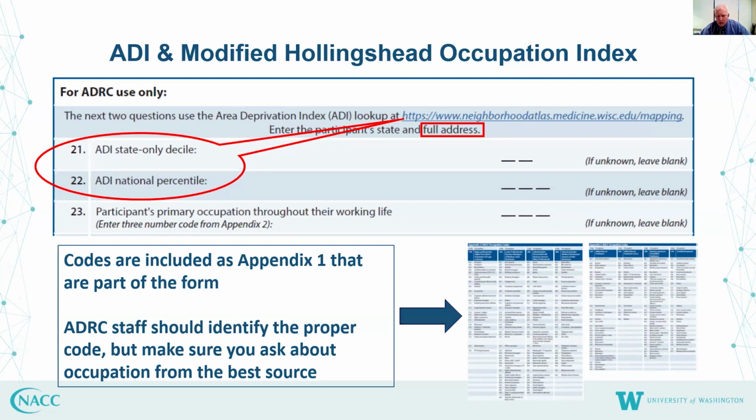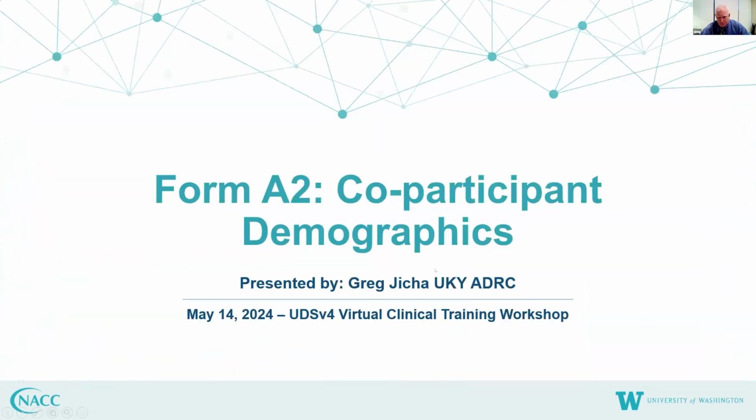I encourage you all, if you've not looked up a state-only decile or national percentile, to please familiarize yourself with this. The occupational index is modified from the Hollingshead Occupation Index. The codes are included as an appendix that's part of the form. So you should make sure that you're asking the participant, when you're going through the other questions, what was their primary occupation throughout their working life. But again, don't hand the participant the coding sheet. You'll be able to look it up and hopefully identify by category. So please familiarize yourself with those appendices.